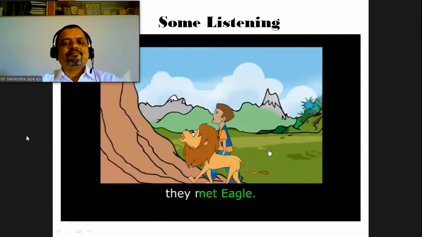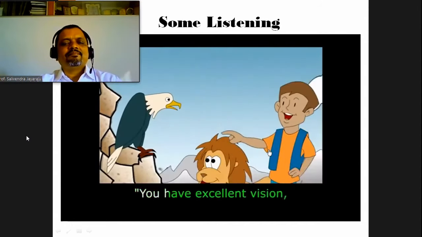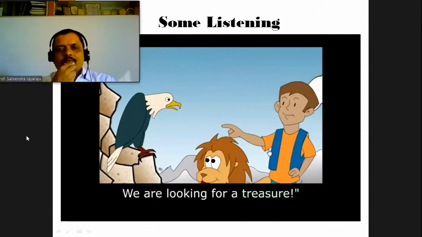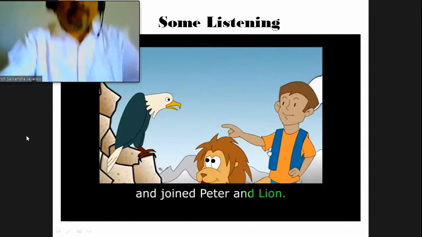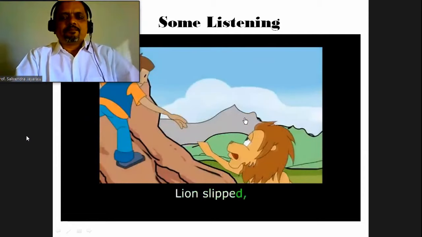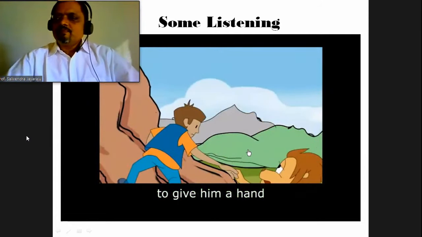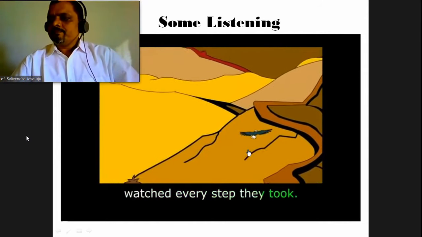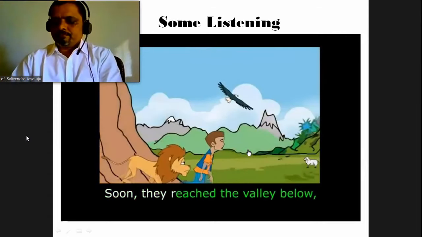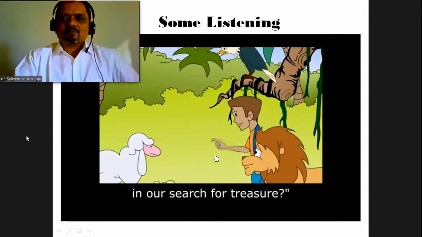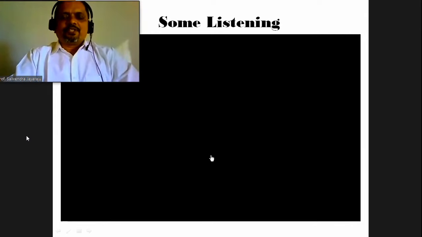When the two finally reached the mountain, they met Eagle. You have excellent vision and can alert us to dangers, said Peter to Eagle. Will you come with us? We're looking for a treasure. Eagle agreed and joined Peter and Lion. The mountains were tall and craggy. Lion slipped, but Peter was swift enough to give him a hand and pull him up. Eagle, with his sharp vision, watched every step they took. Soon, they reached the valley below where they met Sheep. Will you join us in our search for treasure? Peter asked.